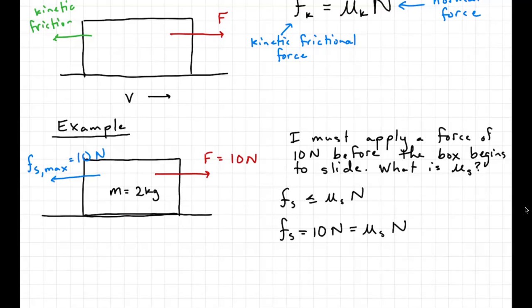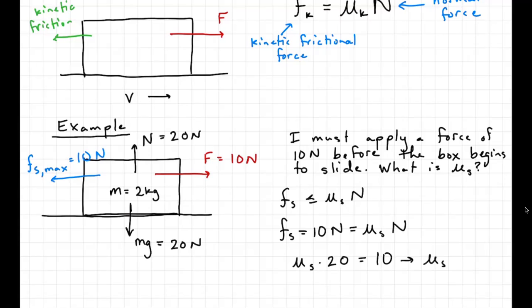And so we also could figure out what the normal force is. If we know the weight is mg, which we'll approximate g as 10 here, so let's say the weight is 20 newtons, and we're not accelerating up or down, then the normal force also has to be equal to 20 newtons. So then I can say that mu s times 20 newtons is equal to 10.